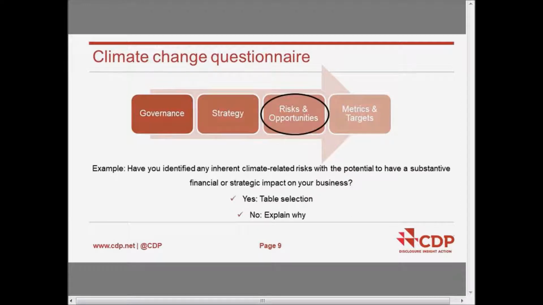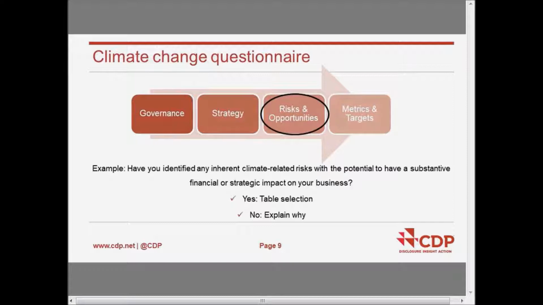This question from the Risks and Opportunities section asks whether you have identified any climate-related risks that have the potential to have a substantive financial or strategic impact on your business. These risk drivers could be associated with the low-carbon transition, such as regulatory risks, market-based, reputational, etc., or they could be physical, if your operations could be impacted by, for example, increasing frequency and severity of natural disasters related to climate change.